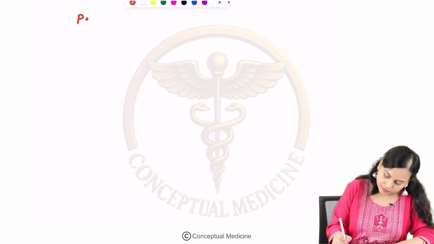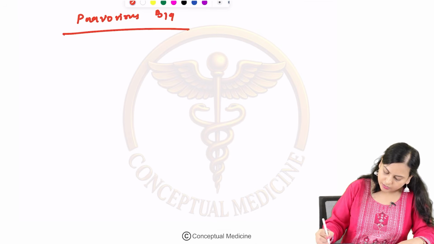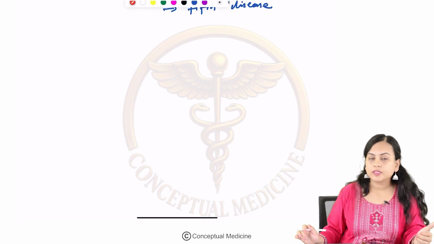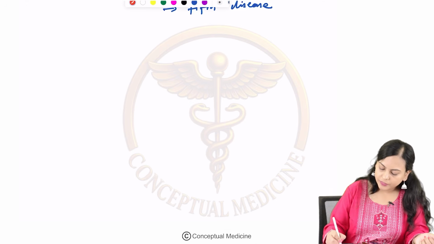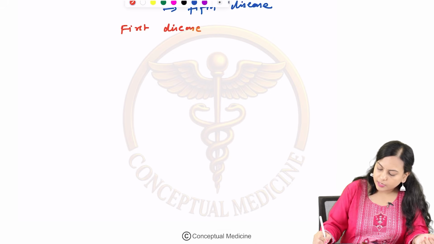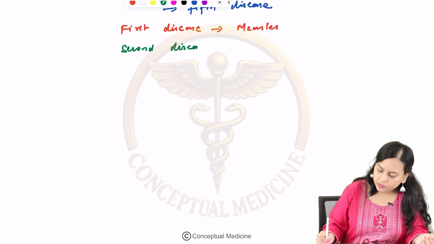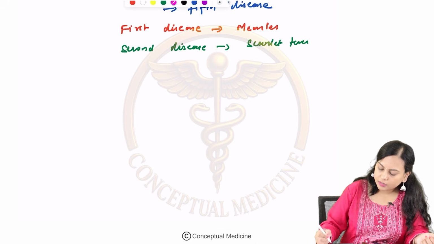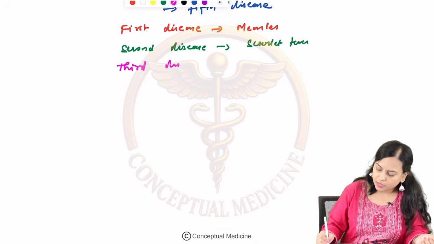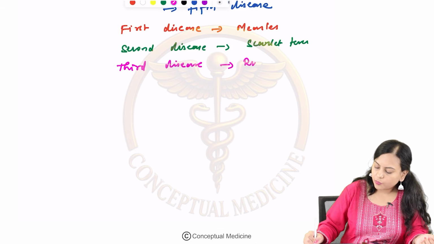And next one is Parvovirus B19 infection. So, this is also called as, so let's see what are the other number diseases. Okay, so your first disease includes measles. Second disease includes scarlet fever. Third disease includes rubella or German measles.